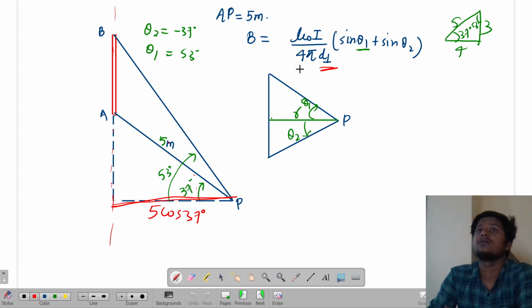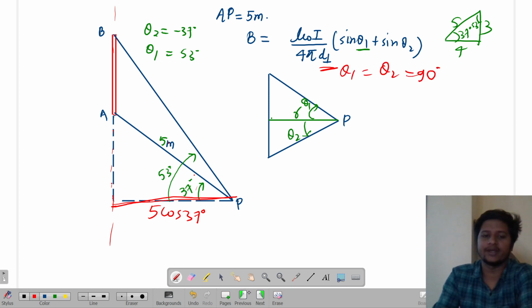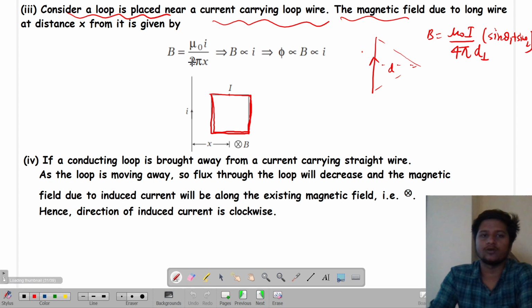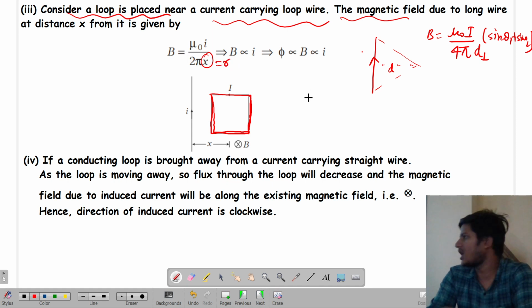Theta 1 will be positive. I want a value of it. Theta 1 and theta 2 will be 90 and 90, right or not? Theta 1 will be equal to theta 2, that is going to be 90 degree. So therefore, what is going to be the magnetic field? Mu naught I by 2 pi x, or not? This x you can call as r, which is r perpendicular. Right or not? Yes or no?